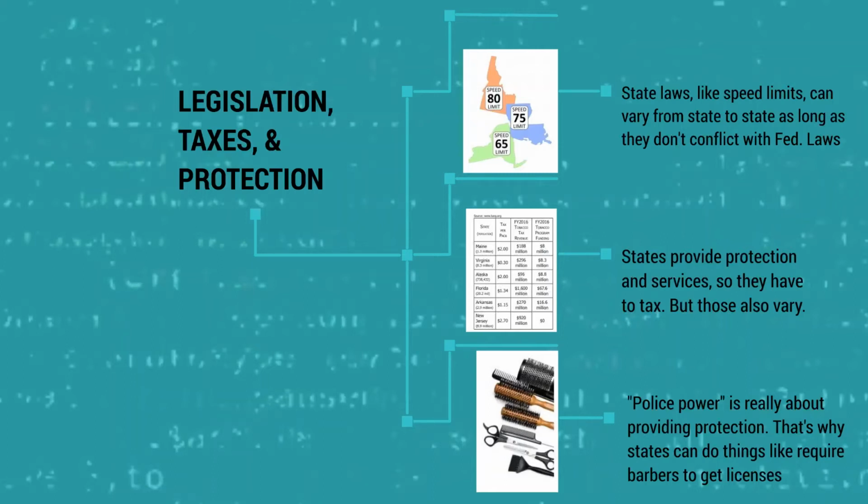All right. And usually, again, if you go to Montana, you can drive 80 almost everywhere, because there's not very many people that live there. And so it makes sense to allow people to drive at that speed. But when you're in more heavily populated areas, and that's why it's good for states to be in control of things like that. Okay. States provide protection and services to us.